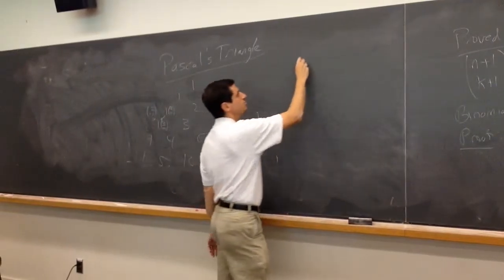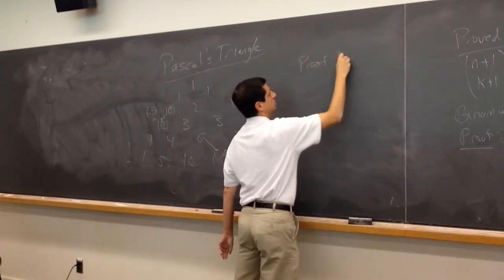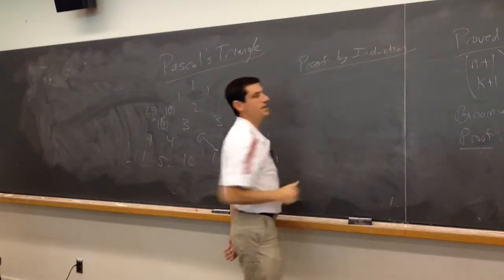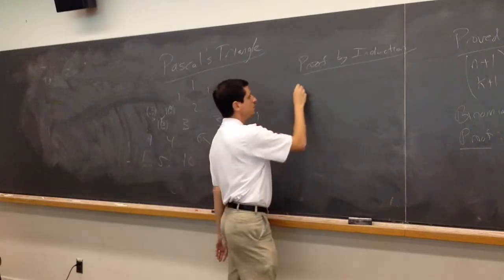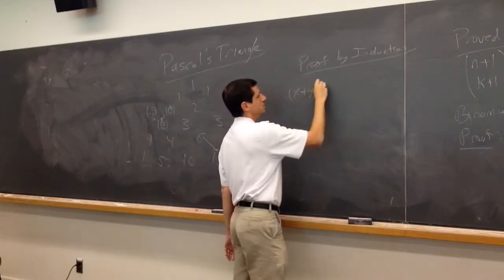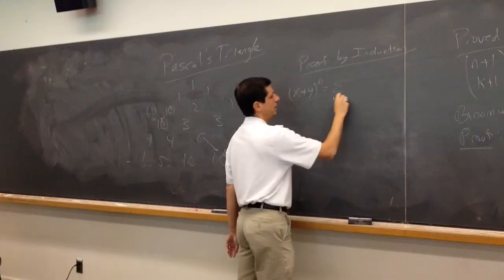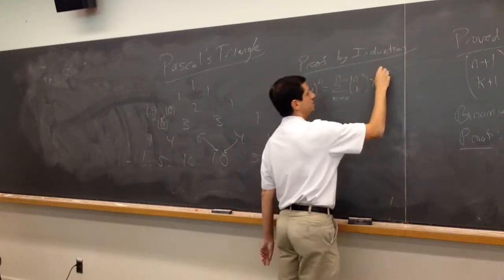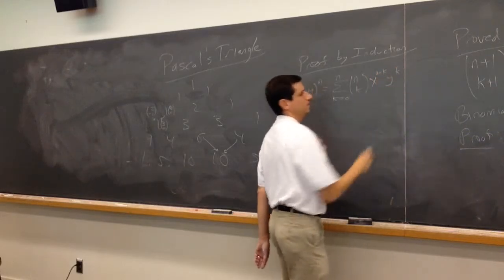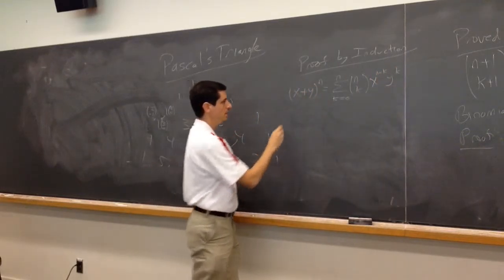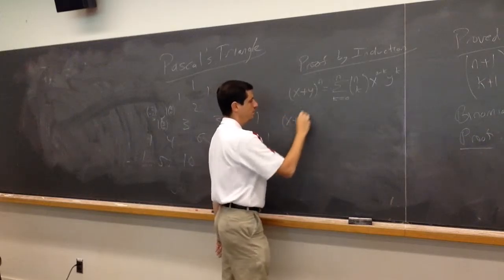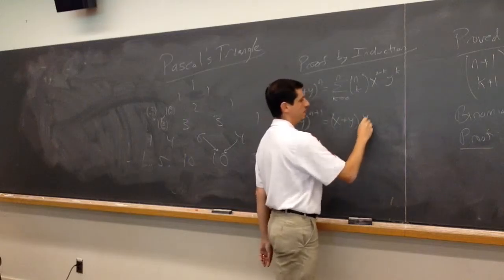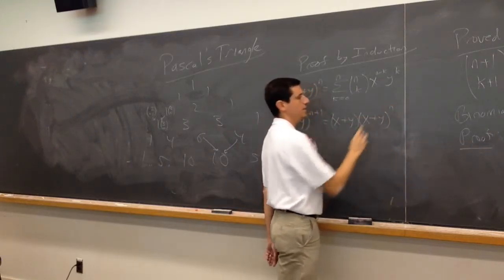So another approach is proof by induction. I'm going to just sketch the idea. Let's say we know (x + y)^n is the sum, k goes from 0 to n, of n choose k, x^(n-k), y^k. Then (x + y)^(n+1) is (x + y) times (x + y)^n.